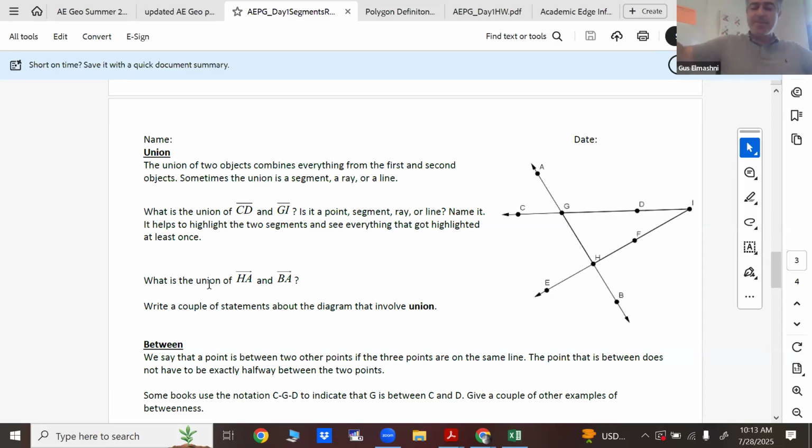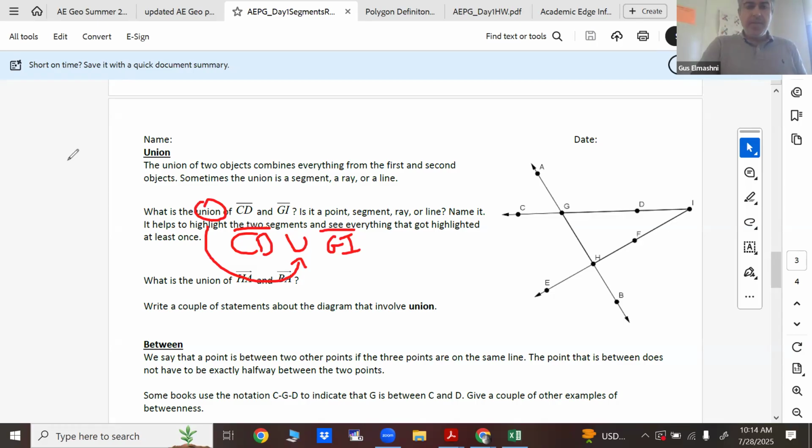I know the family stuff's kind of crazy, but the bottom line is the union is when you look at everything combined, right? What they each brought uniquely, and what they share. So union is going to be everything. So let's look at CD and GI. The way we write a union, you put a U. The U stands for union, just so you know.